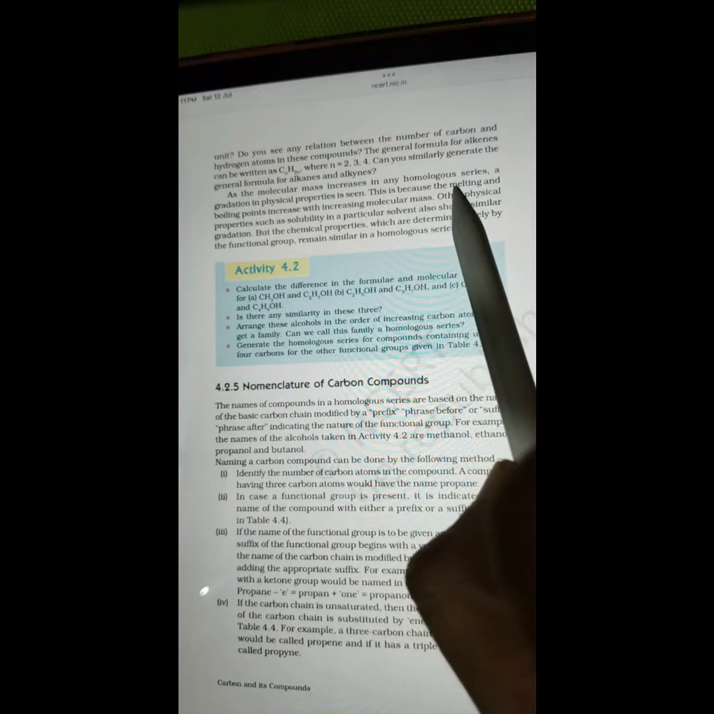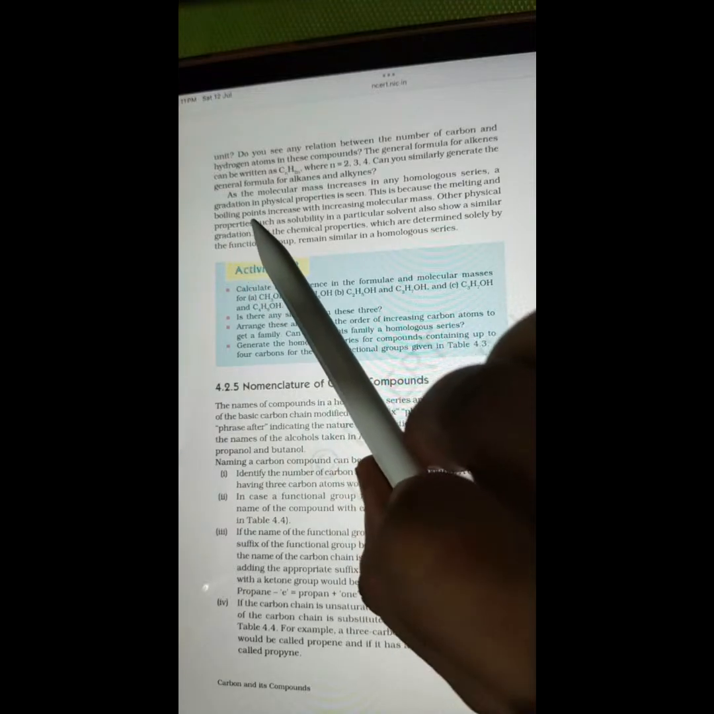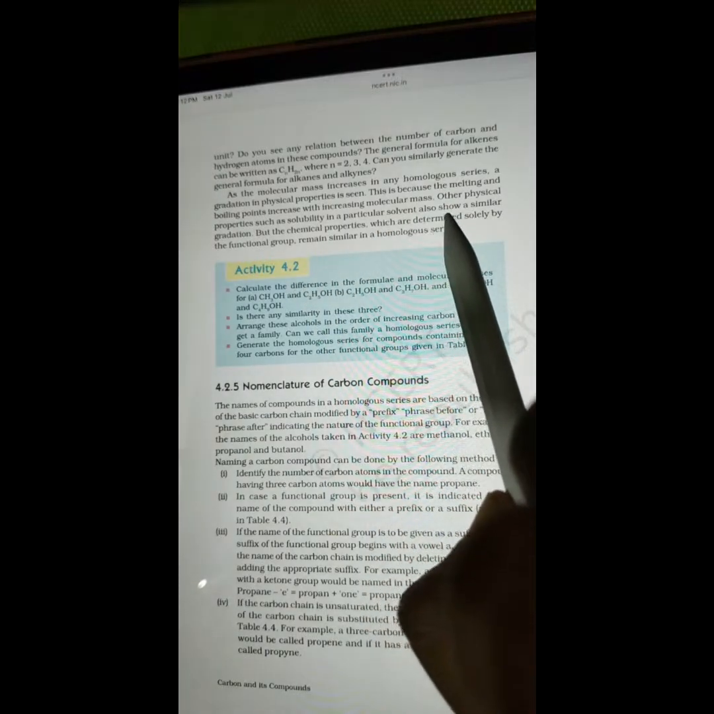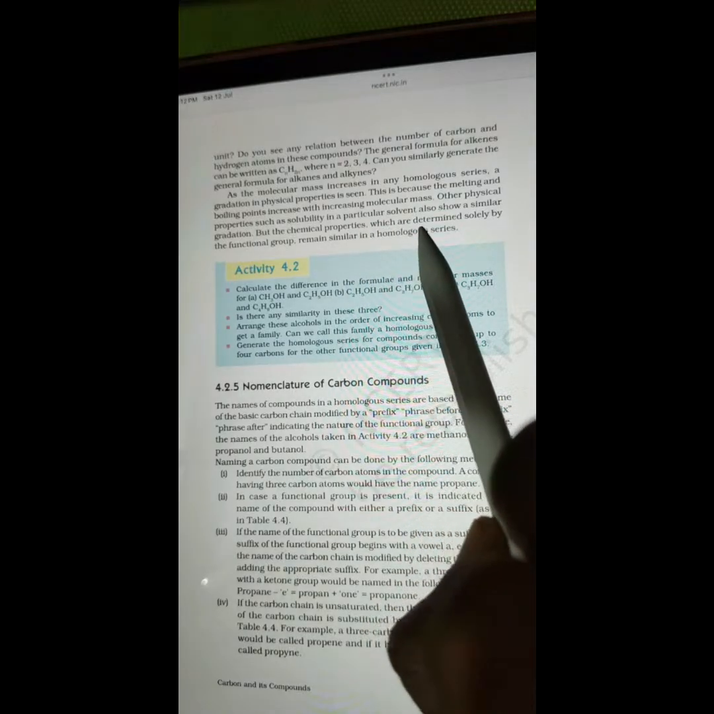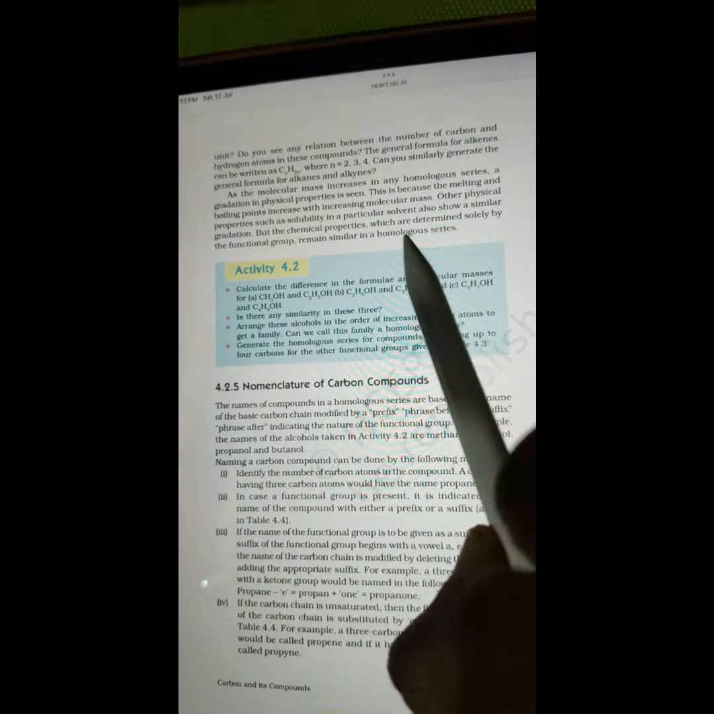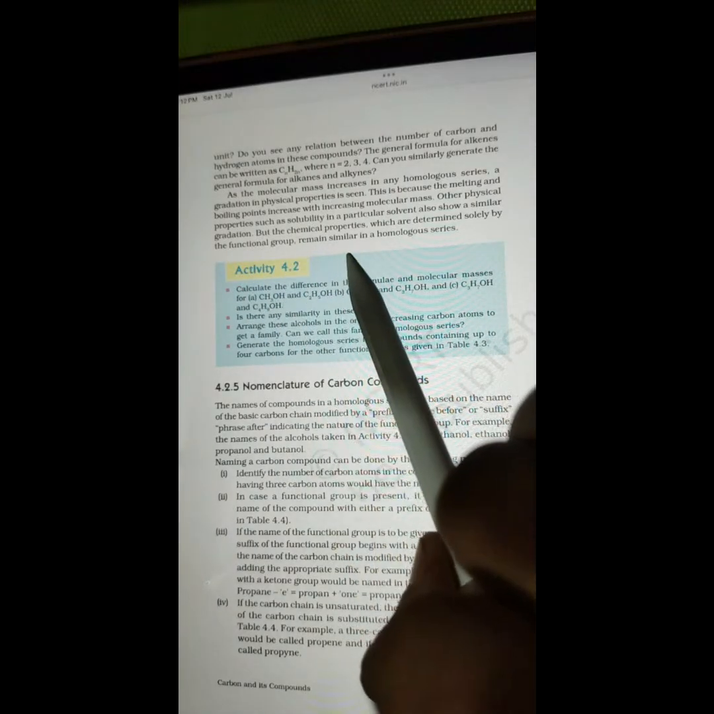As the molecular mass increases in any homologous series, a gradation in physical properties is seen. This is because the melting and the boiling point increase with increasing molecular mass. Other physical properties, such as solubility in a particular solvent, also show a similar gradation. But the chemical properties, which are determined solely by the functional group, remain similar in a homologous series.